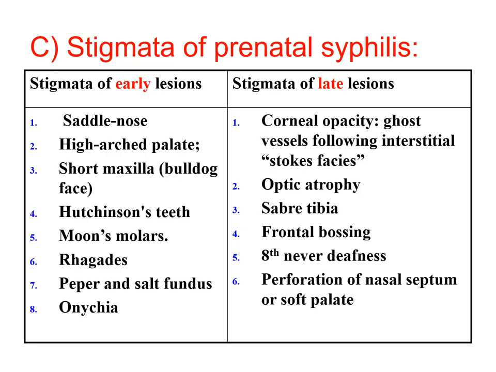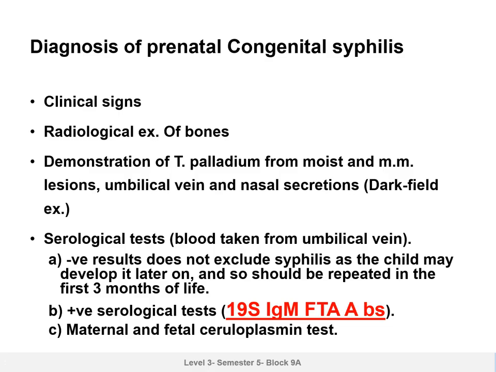Here again are the stigmata of perinatal syphilis. Early lesions: saddle nose, high arched palate, short maxilla looking like a bulldog, Hutchinson teeth, mulberry molars, rhagades, salt and pepper fundus, onychia. Stigmata of late lesions: corneal opacity, optic atrophy, saber tibia, frontal bossing, eighth nerve deafness, and perforation of the nasal septum. Diagnosis of perinatal congenital syphilis: clinical, radiological, Treponema pallidum by dark ground, and 19S IgM FTA-ABS.